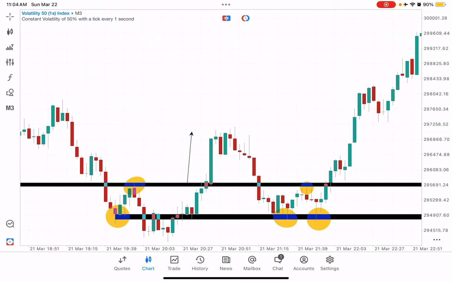I'm trying to make this chart breakdown as short as possible, unlike I used to in the past where I would record like 10 minutes of just breaking down the chart. It's kind of exhausting. But if you want more explanation, you can let me know.